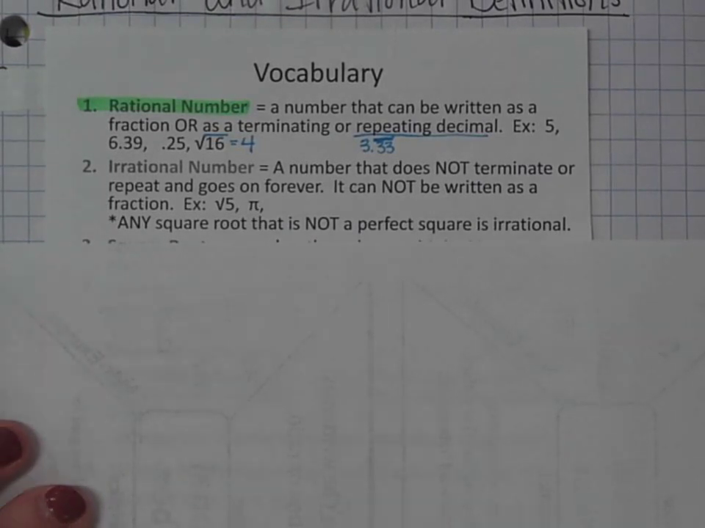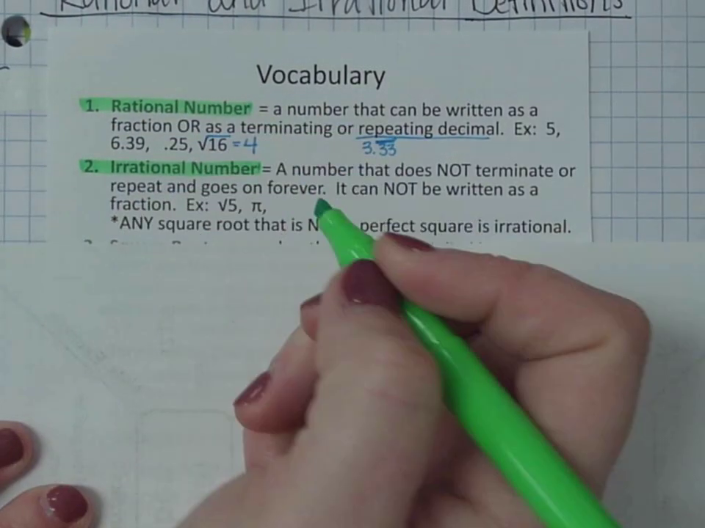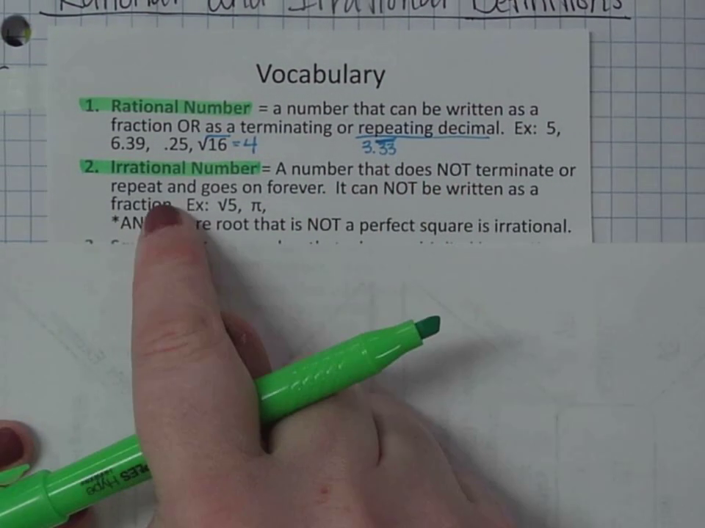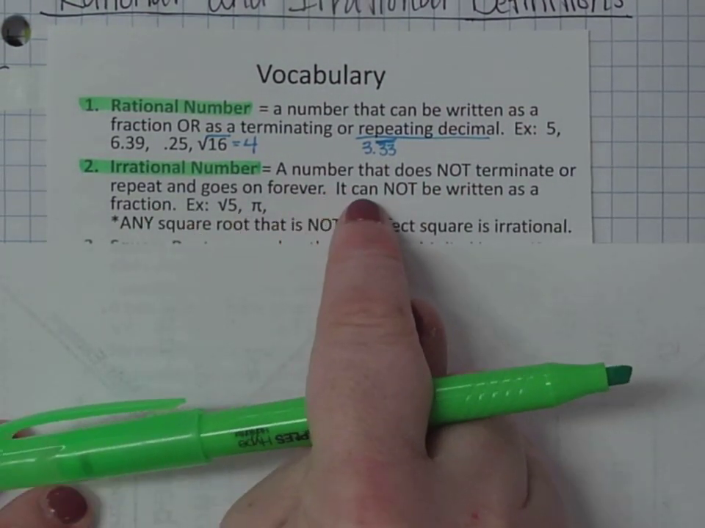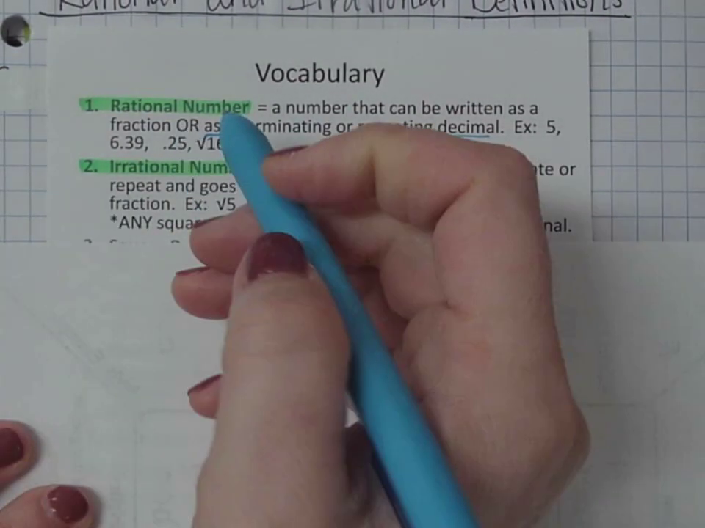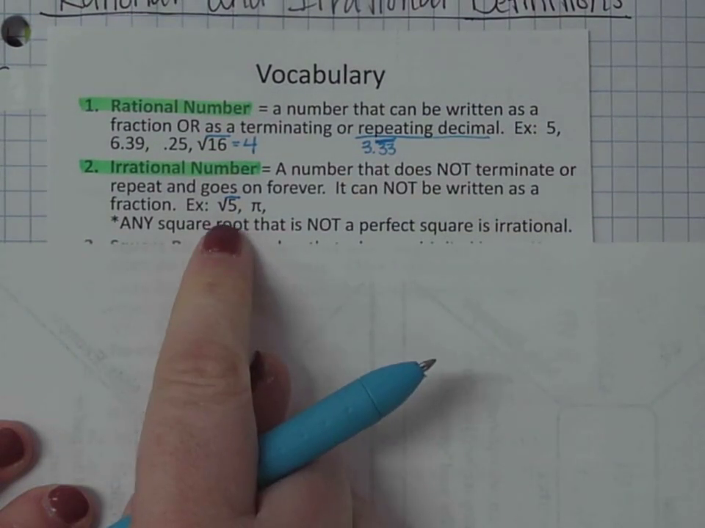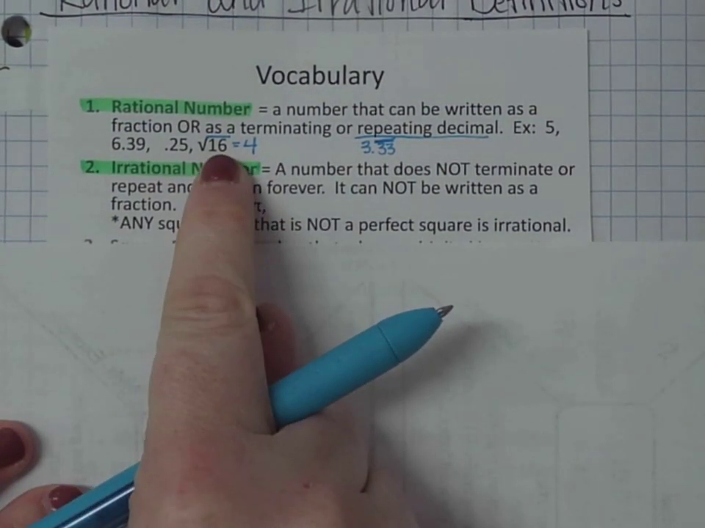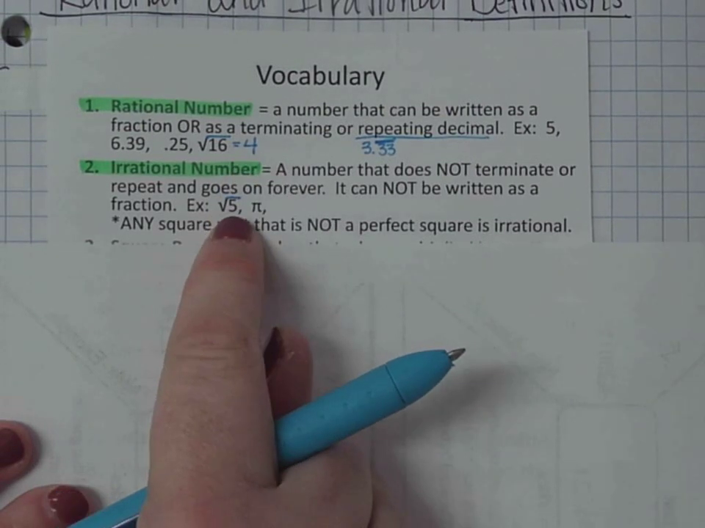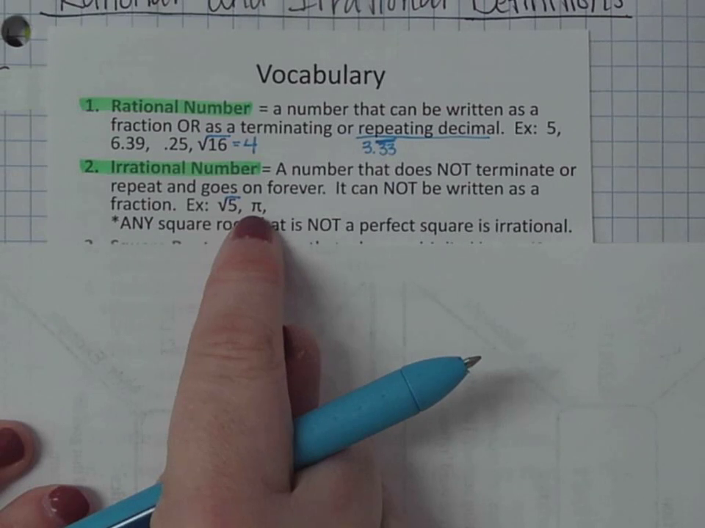Okay, irrational number. An irrational number is a number that does not terminate or repeat and goes on forever. It cannot be written as a fraction. So the square root of 5 is not a perfect square. Like 16 is 4 times 4, so the square root of 16 is 4. 5 cannot be rewritten like that. It would be a decimal.